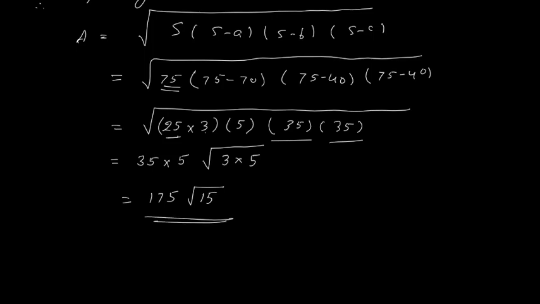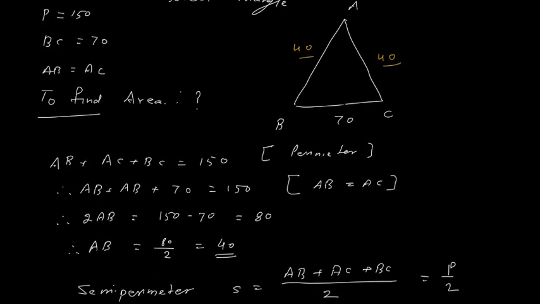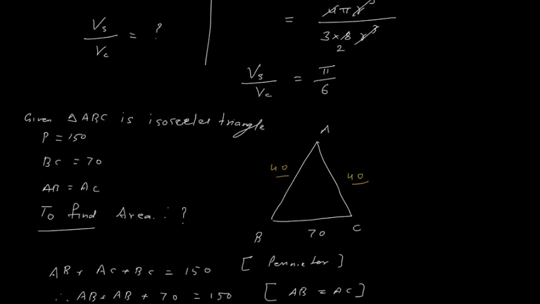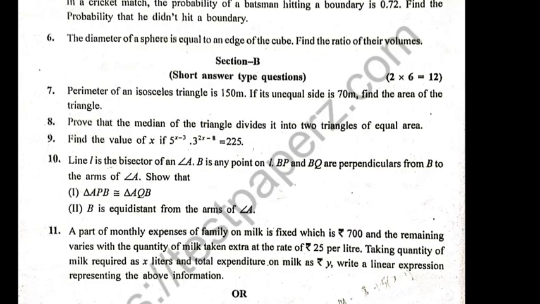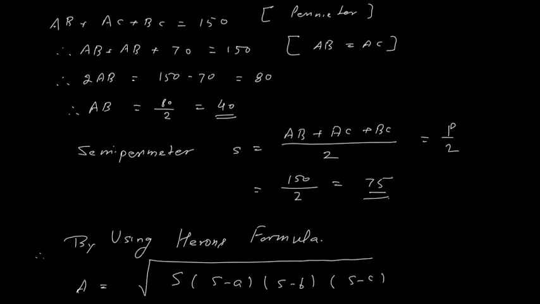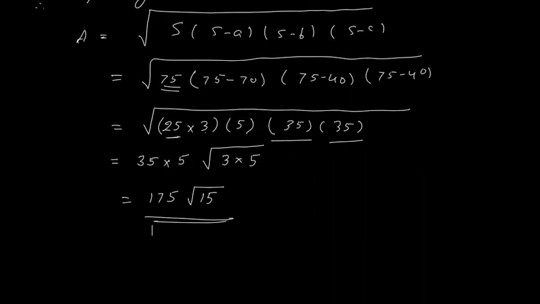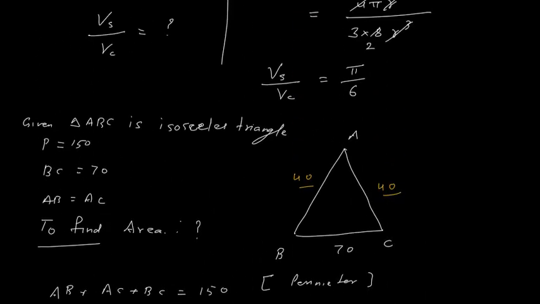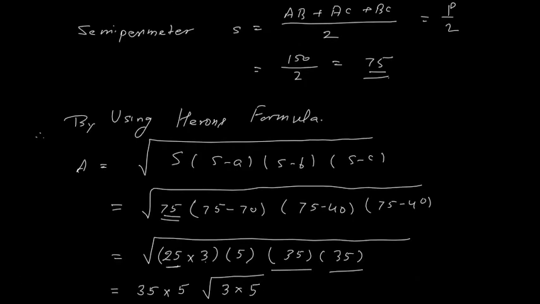Now let us check what unit they have mentioned in the problem. Unit is also important. Meter is mentioned. So your final area will be 175 root 15 square meter. So the area is 175 root 15 square meter. Simple question. Okay, now let us go to the next question.